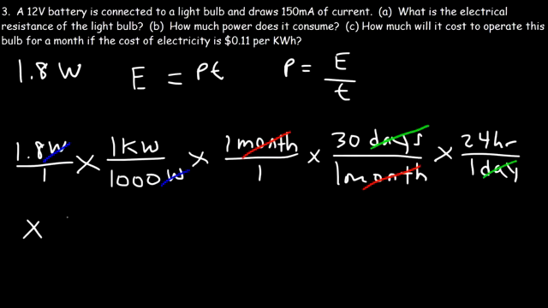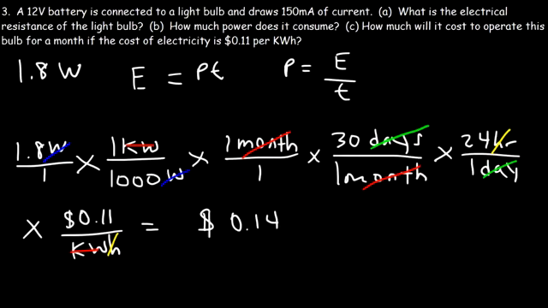To find the cost, let's multiply by 11 cents per kilowatt hour. And so now the unit kilowatts will cancel and the unit hours will cancel as well. So now all we need to do is just the math. So it's 1.8 divided by 1,000 times 30 times 24 times 0.11. So it's only going to cost 14 cents to operate the light bulb for a month.